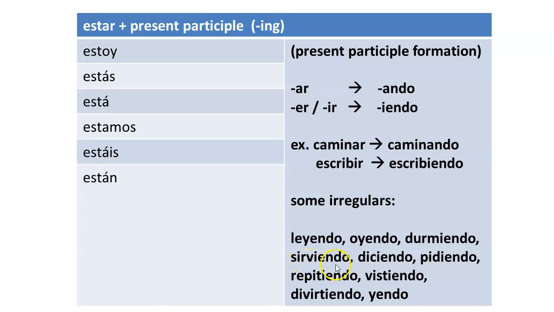So we have sirviendo from servir, diciendo from decir, pidiendo from pedir, repitiendo from repetir, vistiendo from vestir, divirtiendo from divertir, and from the verb ir we have yendo. So you basically have to memorize these. You have to memorize the spellings and just know that they're slightly irregular. Once you do that, then you're ready to go.